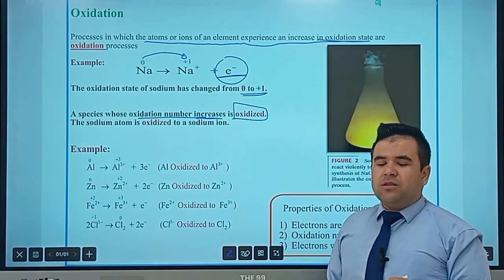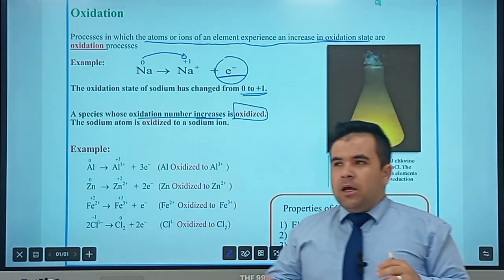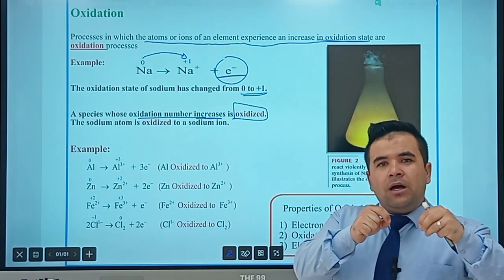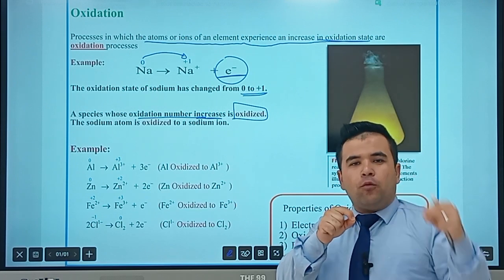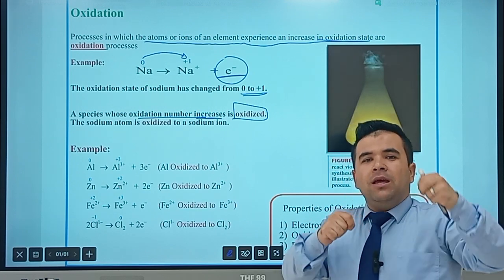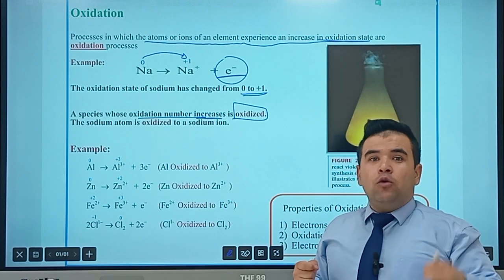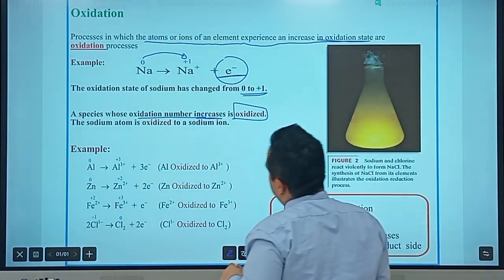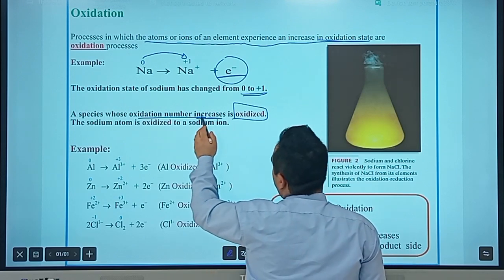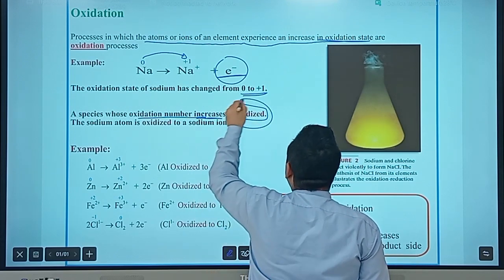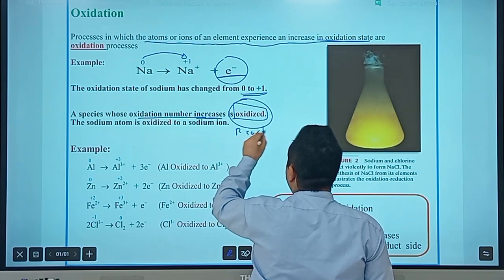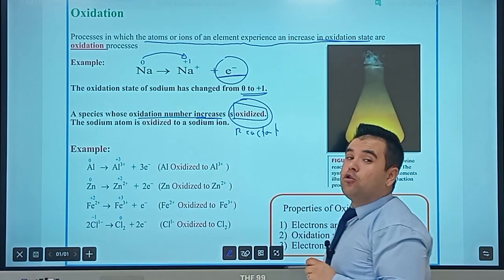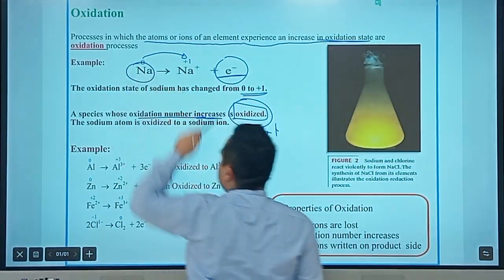So in exams there will be such questions, guys. Which of the species in the process is oxidized? The one whose oxidation number increases from reactant to product. Which can be oxidized? Of course, the atom in the reactant. So in this case, Na is oxidized.